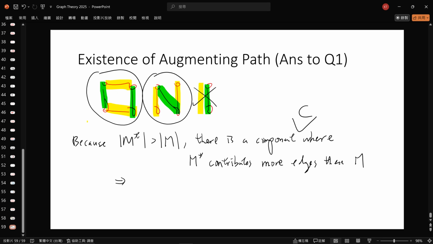Let's call this component C. So C must be an alternating path. Right? Because we show that if it is a path, then it must be alternating. Okay? And so in this alternating path, we have more edges in M star. Therefore, this must be an M augmenting path.